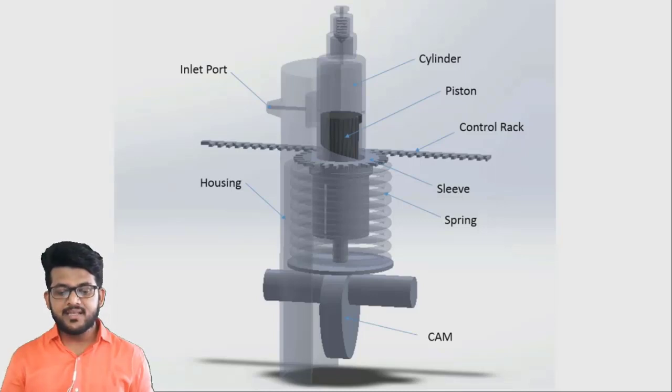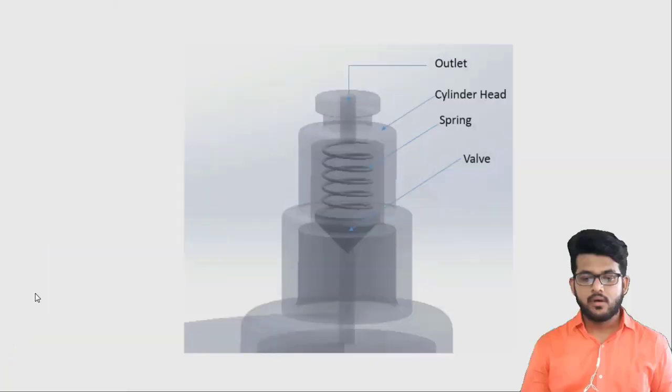Fine. So now let's see how it works in its animation. This is our outlet part from which the fuel will go towards the injector. Fine. It is our pump, and this pump is also called a Bosch fuel pump.